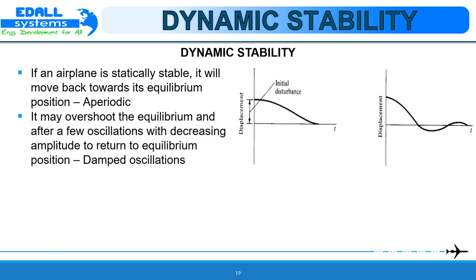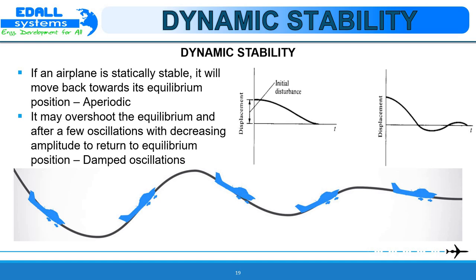This is called aperiodic. It may overshoot the equilibrium and, after a few oscillations with decreasing amplitude, return to the equilibrium position. This is called damped oscillation. Imagine an aircraft trimmed for level flight and you pull back on the yoke and then let it go. The nose will immediately start pitching down. Depending on how much you pitched up initially, the nose will pitch down slightly nose low and then over time pitch nose up again, but less than your initial control input. Over time, the pitching will stop and it will bring your aircraft back to the original attitude. It is also called positive dynamic stability.